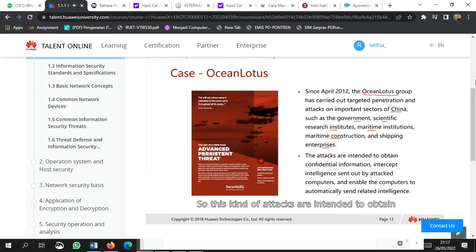So these kind of attacks are intended to obtain confidential information, intercept intelligence sent out by attacking computers, and to enable the computers to automatically send related intelligent information. So this is about attacking the government kind of institute or organization, in order to collect intelligent information. Okay, so Ocean Lotus, this group of people, they are still active up to today.